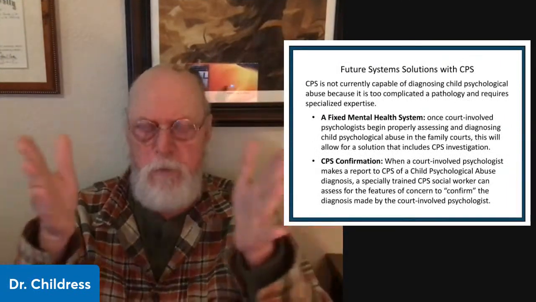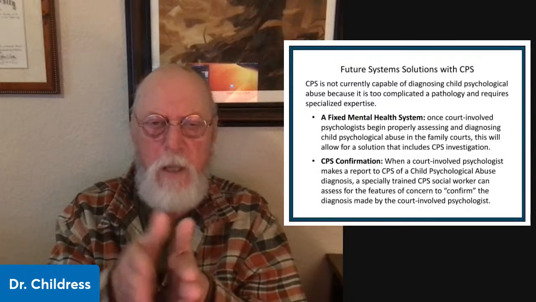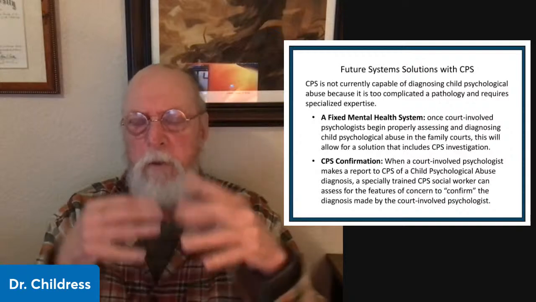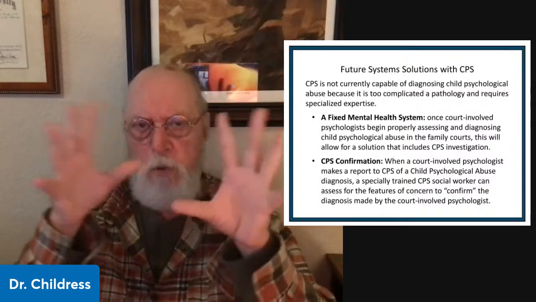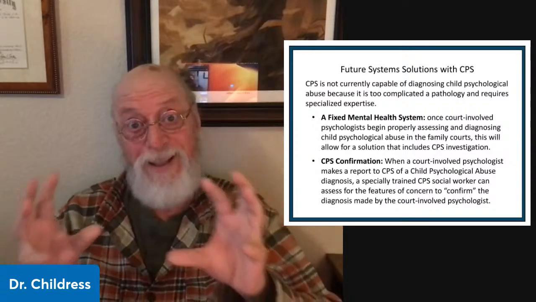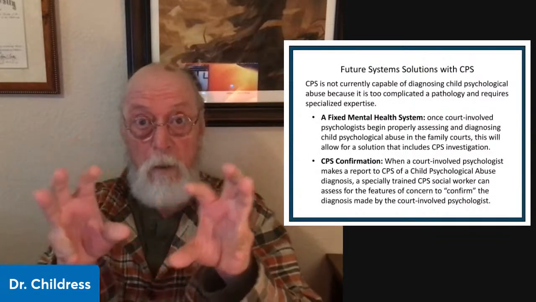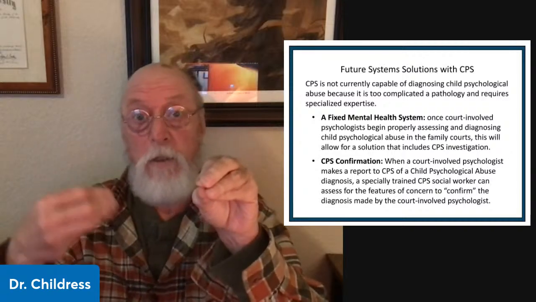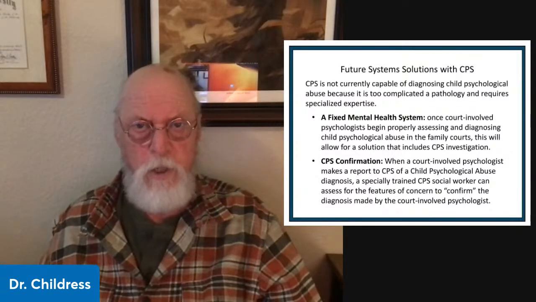The appellate system for disputed diagnosis is second opinion. So if the psychologist makes a diagnosis of child psychological abuse and refers it into CPS, CPS can look for the same features of the persecutory delusion, factitious disorder, and so on. A sufficiently trained CPS social worker can then confirm the diagnosis made by the specialist psychologist in the family courts. The court would then get two confirmed opinions that this is child psychological abuse, one from a specialist psychologist who works in the family courts, and the second from a specialist CPS social worker who's familiar with child psychological abuse.